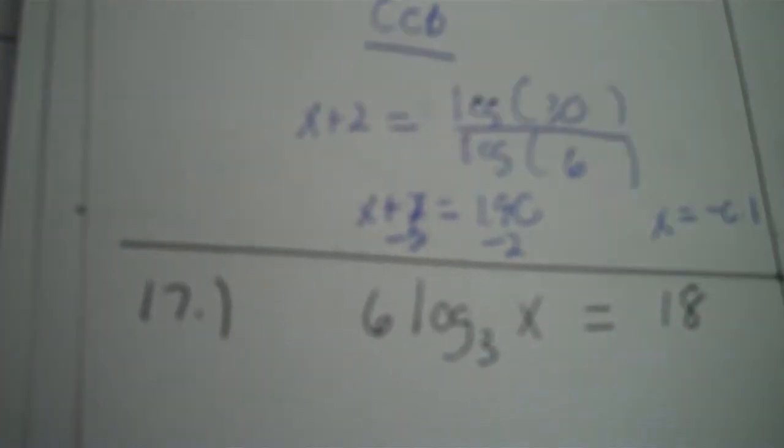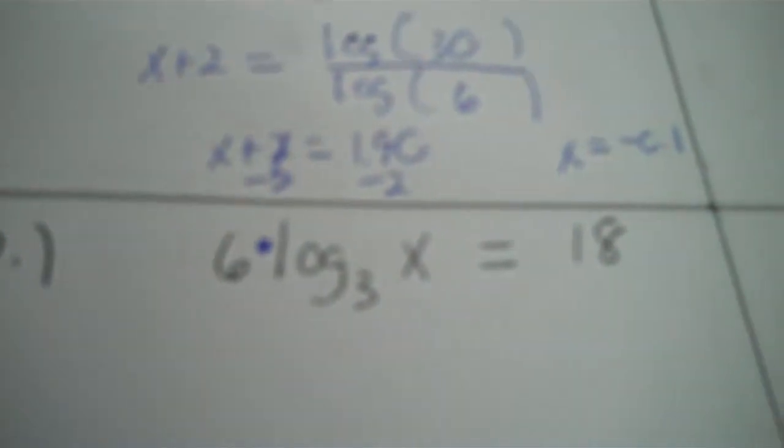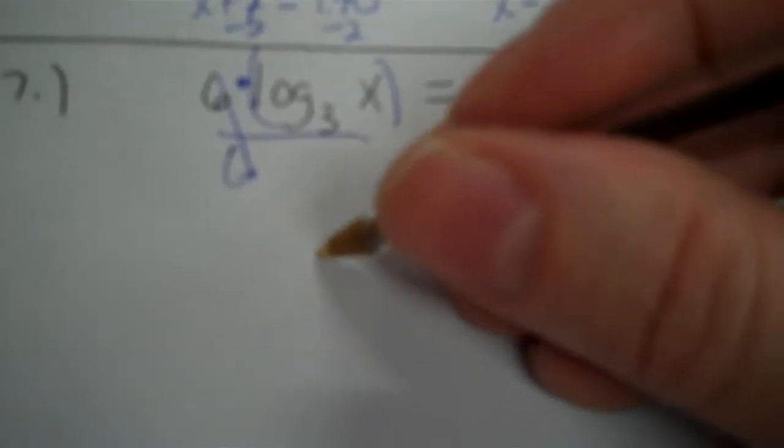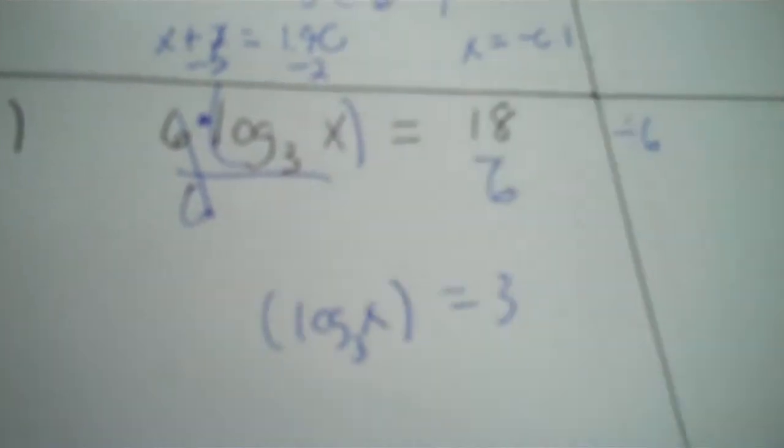Okay, number 17. 6 times log base 3 of x equals 18. So I'm solving for x, and the variable is not a power here. The variable is in a logarithm, so I'm just going to put log underneath it. Make sure there's only one log or natural log, and there is, log base 3, so we're good there. Parenthesize the log base and product and undo any outside operations. So log base product is right there. You have a times 6 you need to undo. You would divide by 6 then. So that takes us to 3. So we have log base 3 of x equals 3.